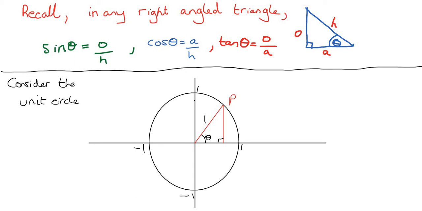Okay, so first we need to recall what sine, cosine and tangent actually mean. In any right angled triangle where we've got one angle 90 degrees, we have these ratios. Sine of the angle is equal to the opposite side over the hypotenuse. Cosine of the angle is equal to the adjacent over the hypotenuse, and tangent of the angle is equal to the opposite over the adjacent. You might know these as the SOHCAHTOA relations. Hopefully you've learnt them.